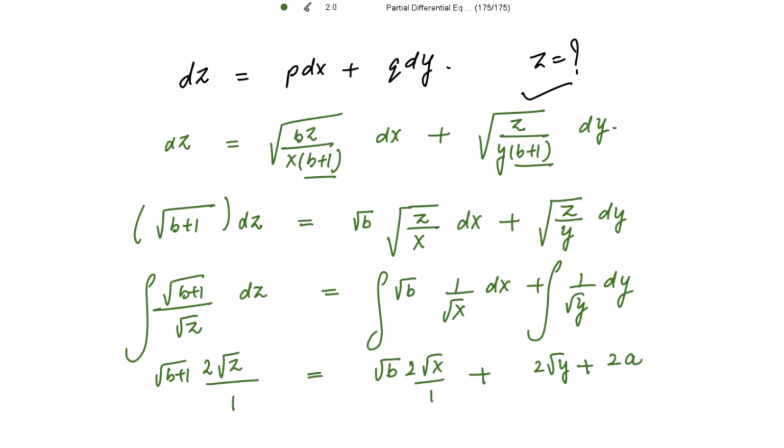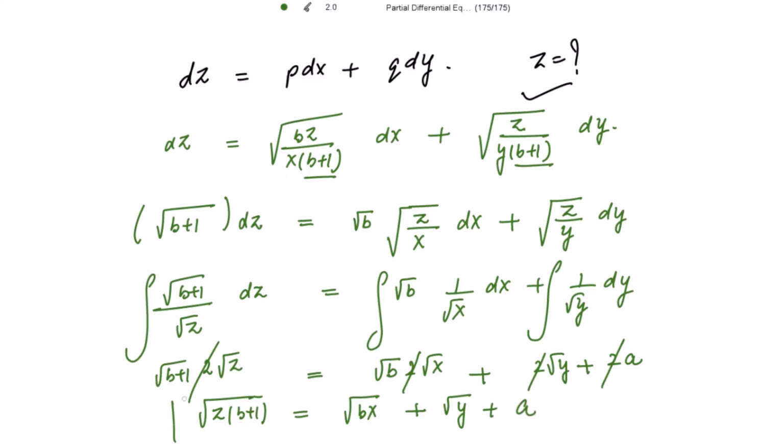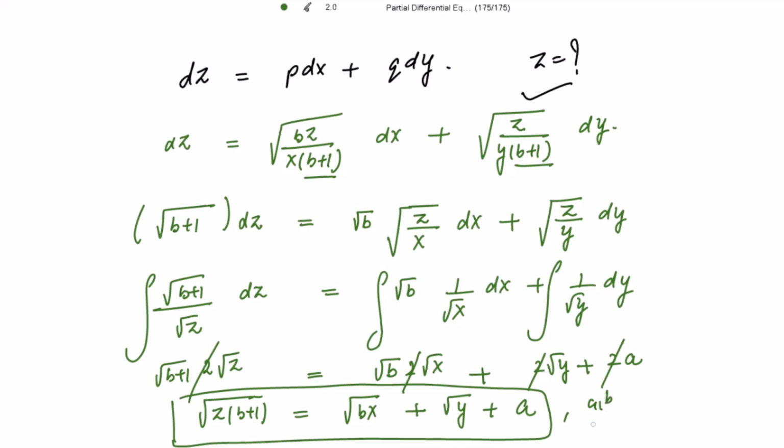Cancelling the overall 2 from the numerators, now we get square root of z into b plus 1 equals square root of bx plus square root of y plus a, to be the required complete integral for the given equation, where a and b are arbitrary constants. Right? Okay, thank you.